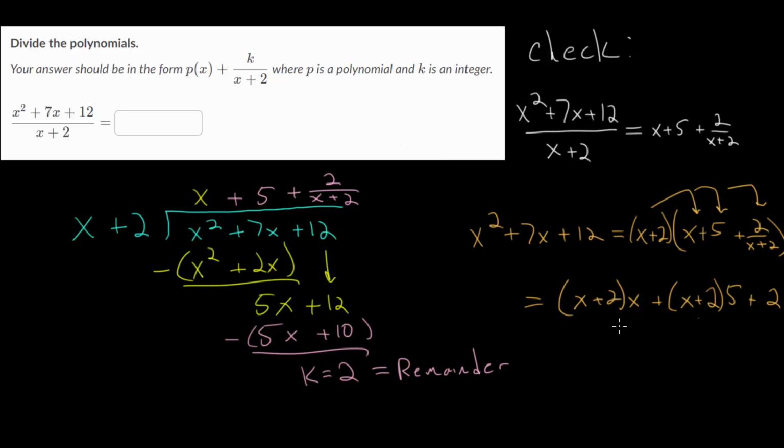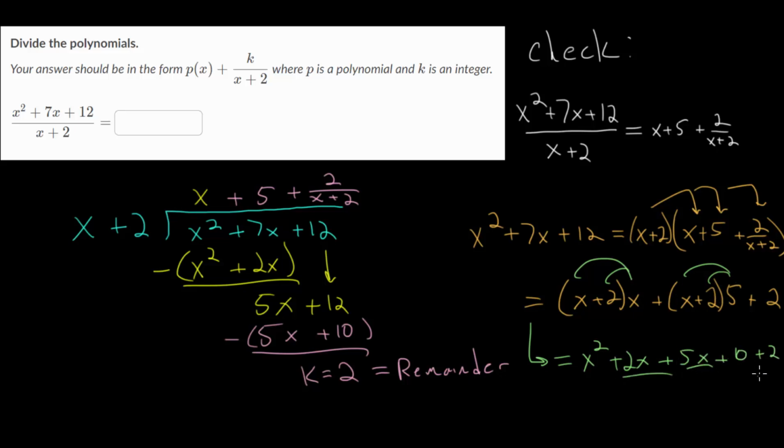And now we just need to simplify everything. So this is equal to the x distributed to both, the 5 distributed to both, and then we'll have plus 2. So x times x, that's x squared. We get a plus 2x. We get 5x here, and plus 10 there, and plus 2.